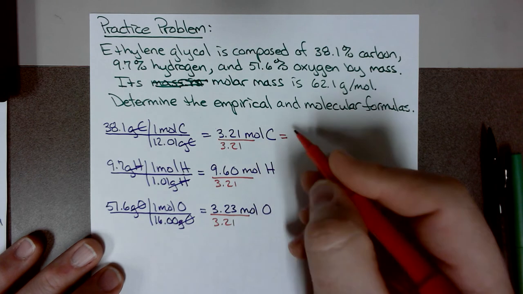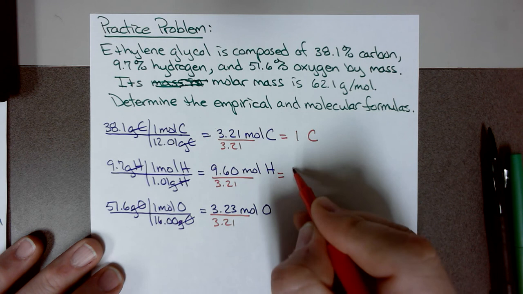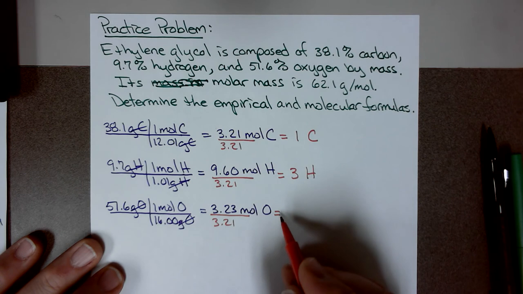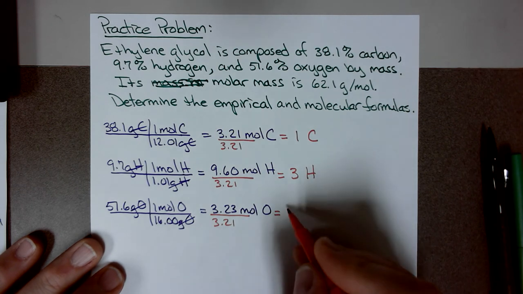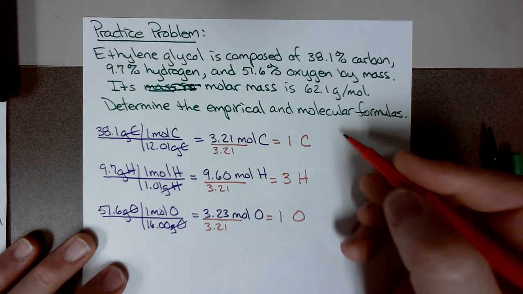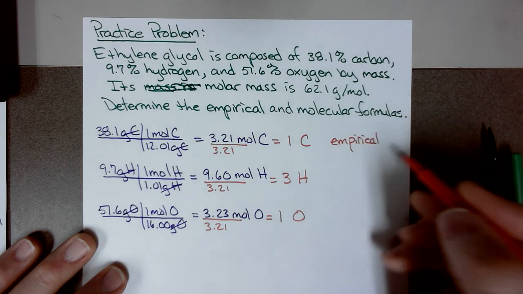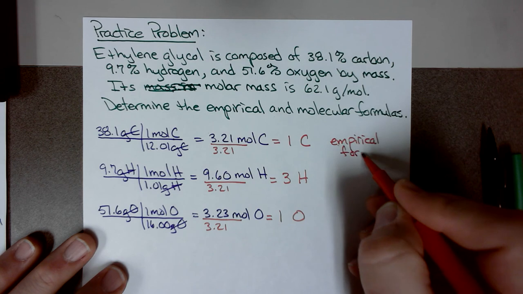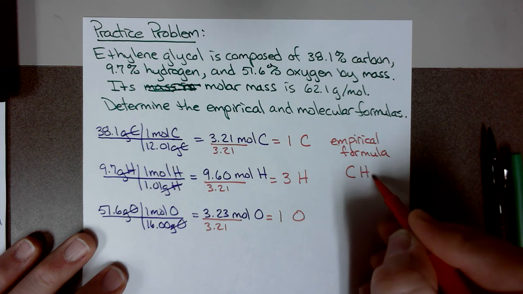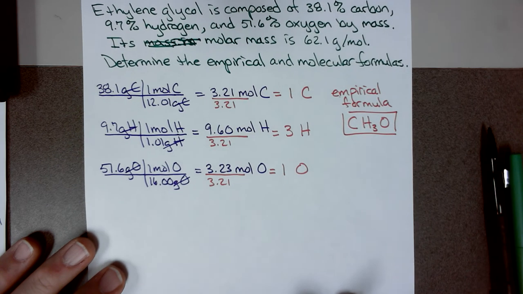So what this comes out to be is 1 carbon, 3 hydrogens, and then this is like 1.001 or 002, but it still rounds to a whole number of 1 oxygen. So now I have 3 whole numbers. So my empirical formula is CH3O. That's the empirical formula.